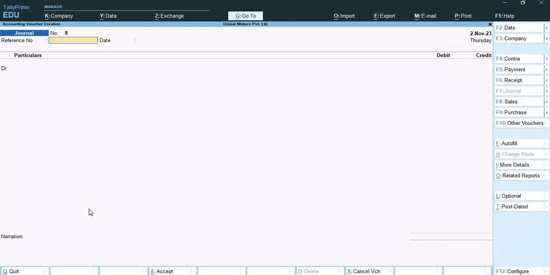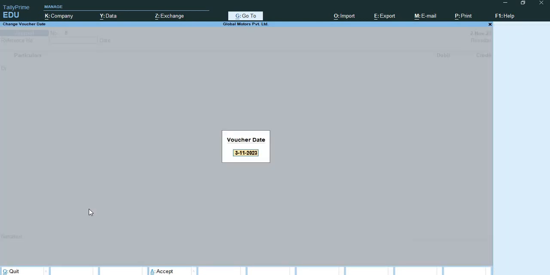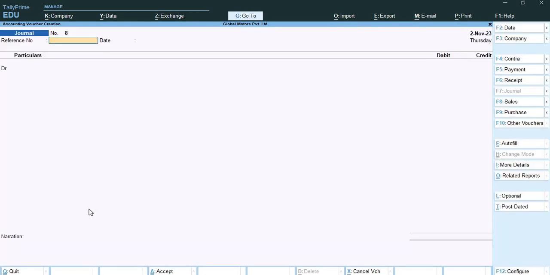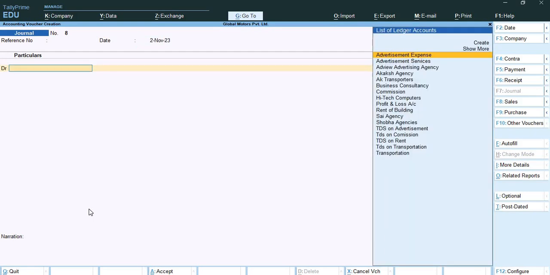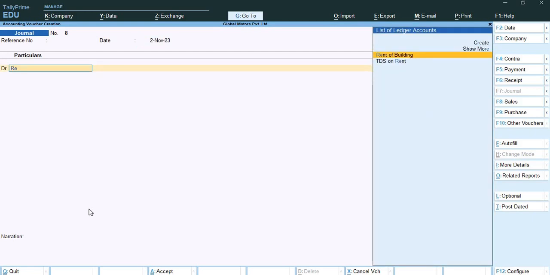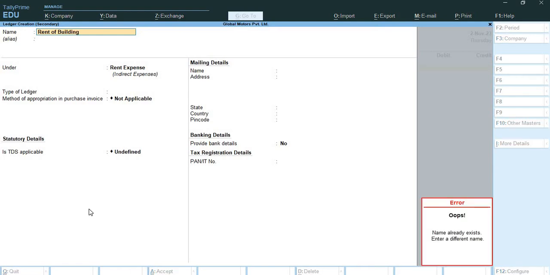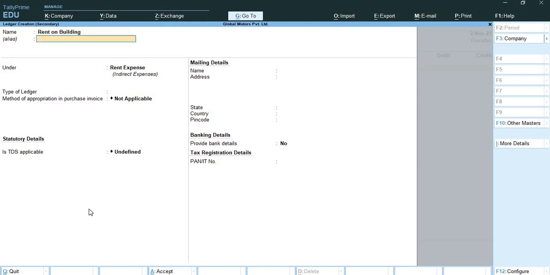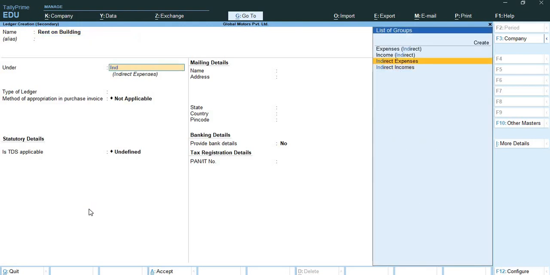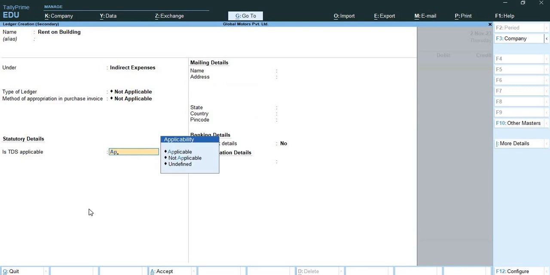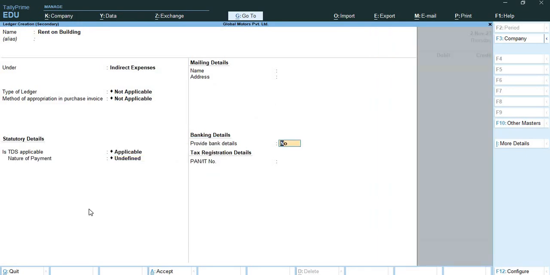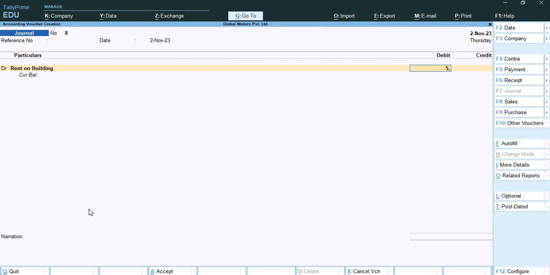I'll open the voucher. Here in the journal voucher, first of all I'll keep the date 2nd November. Here I have created rent on building, but here I'll create another ledger, rent on building, under indirect expenses, and here I'll apply TDS, but I'll keep it as undefined. Alright, here I'll write down 5 lakh.